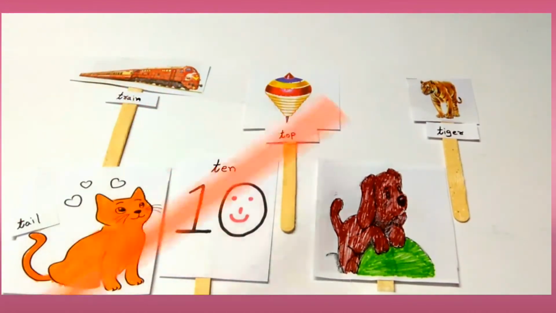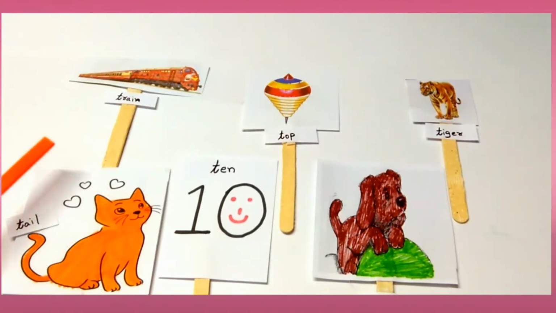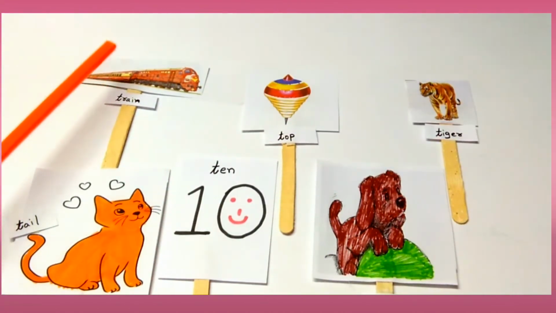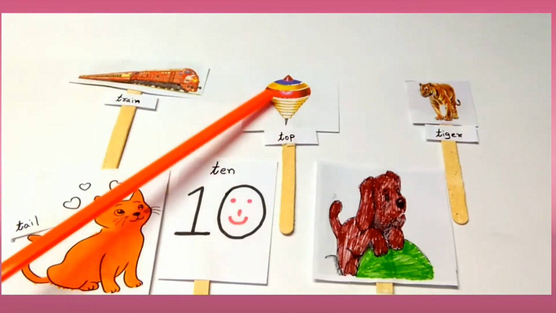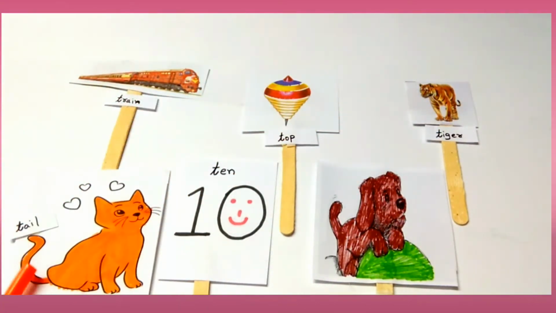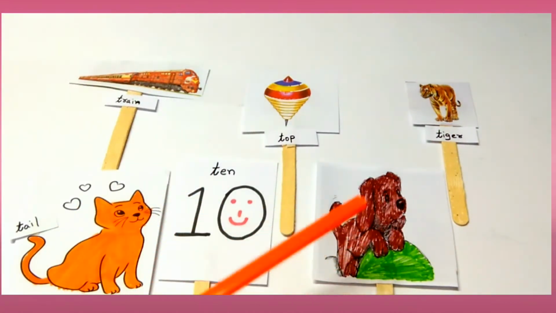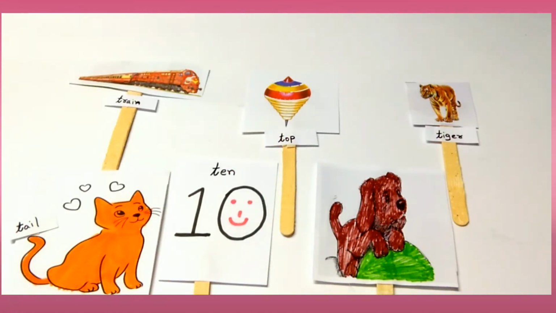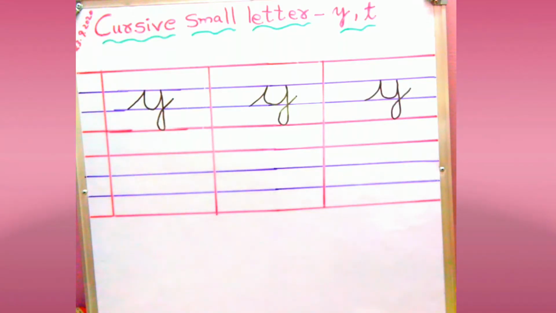So these all objects start from the letter T. T for train. T for top. T for tiger. T for tail. T for 10. T for toy. T phonic sound is tha. T phonic sound is tha. Now we will learn how to write small cursive letter T.